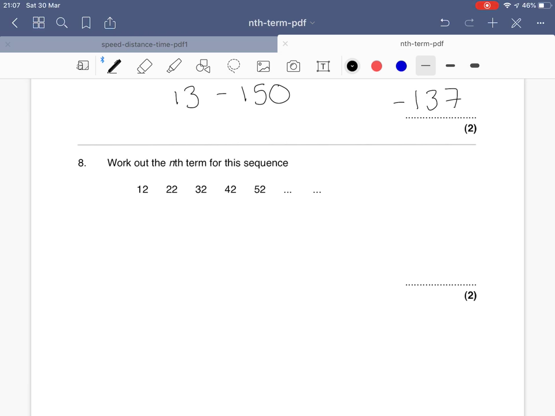Work out the nth term of this sequence. So we're adding 10, adding 10, adding 10. So we know it's 10n. Go back one, so something, add 10 is 12, so that's going to be 2, so it's plus 2.